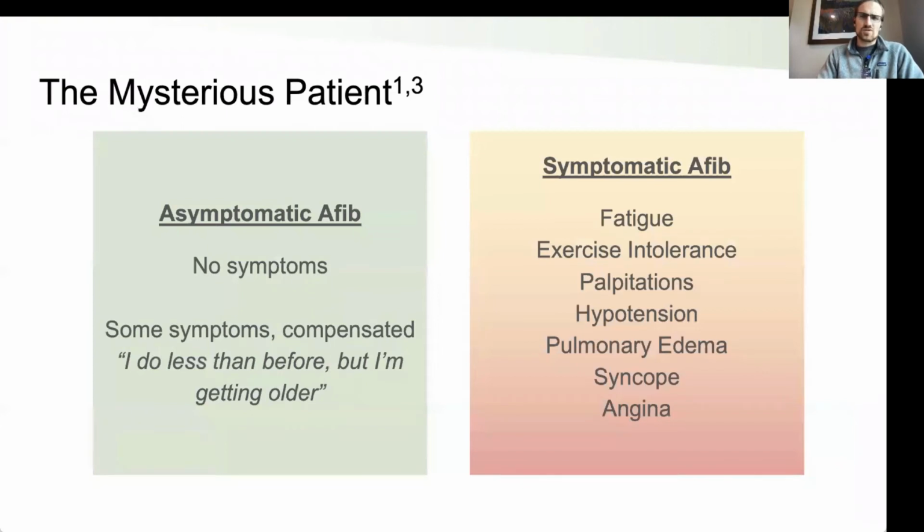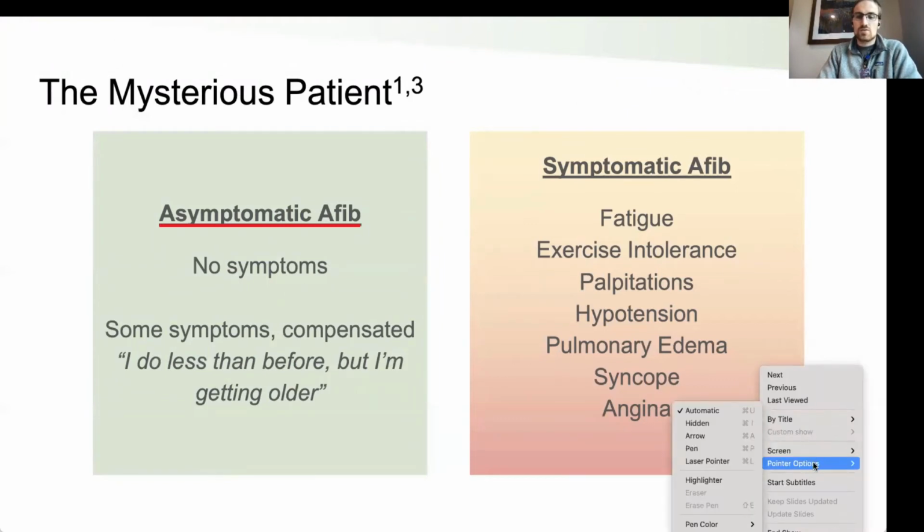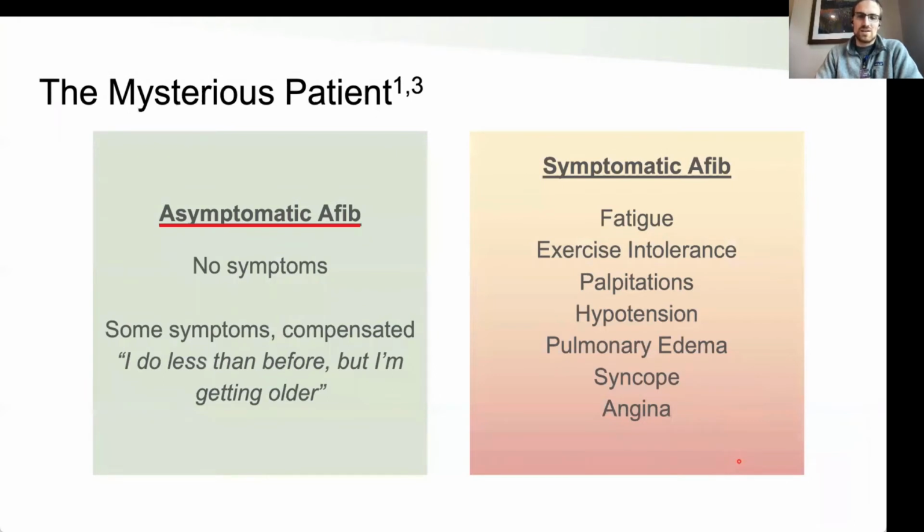So AFib produces a mysterious patient. You have asymptomatic AFib, which is a person who does not have any symptoms and can be a relatively frustrating etiology. Now, this person may actually have symptoms, but they might be compensated. This could be your older patient who comes in saying, I used to take the stairs, but I don't take the stairs anymore. Or it could be symptomatic, ranging in severity from just simple fatigue and exercise intolerance all the way down to syncope, angina, and pulmonary failure.